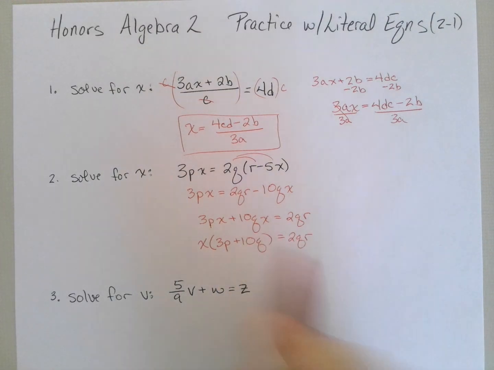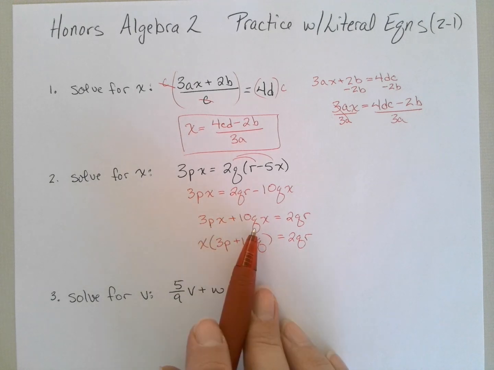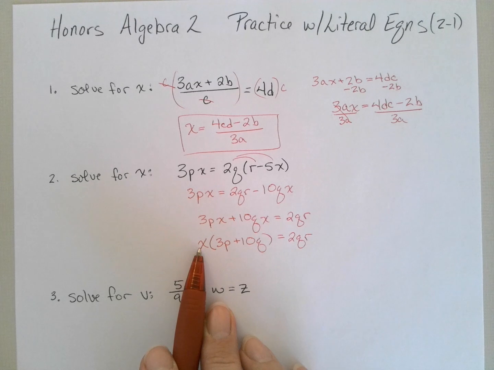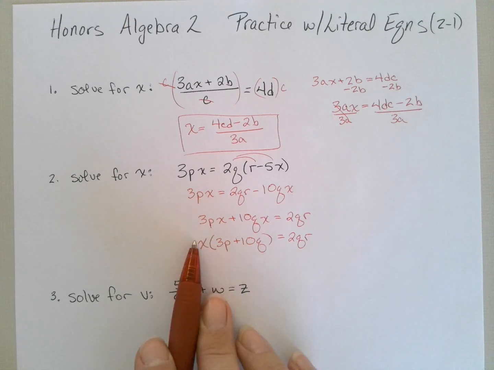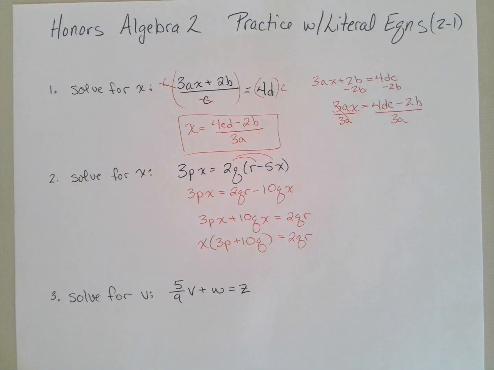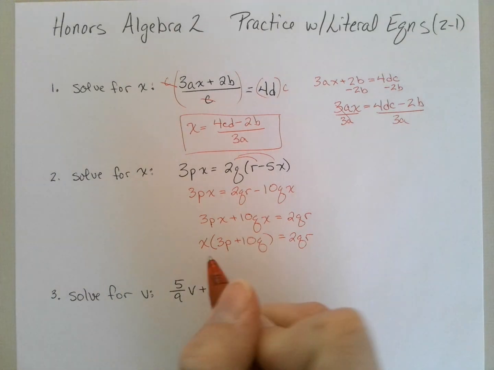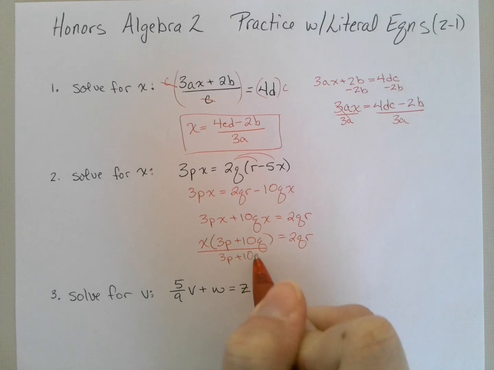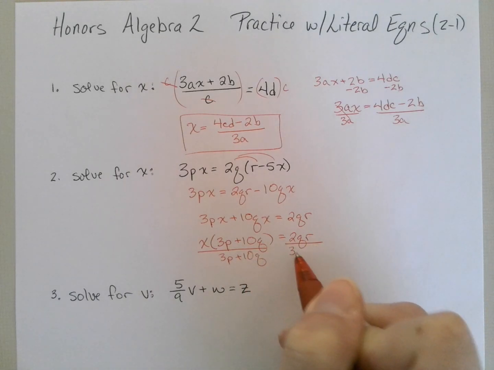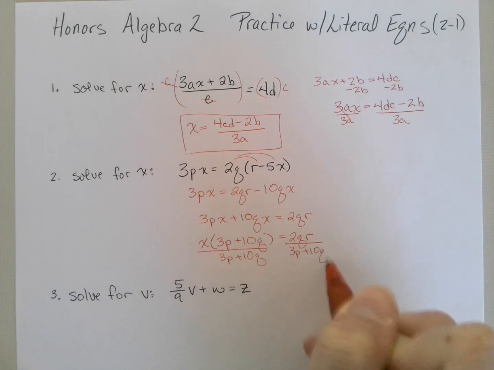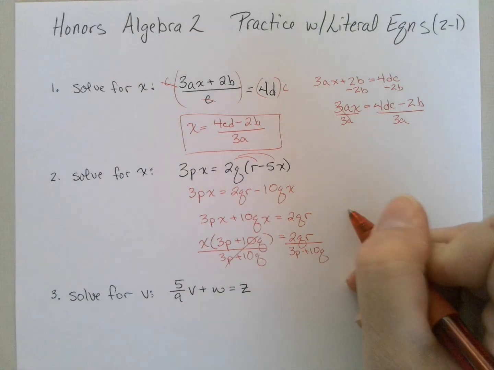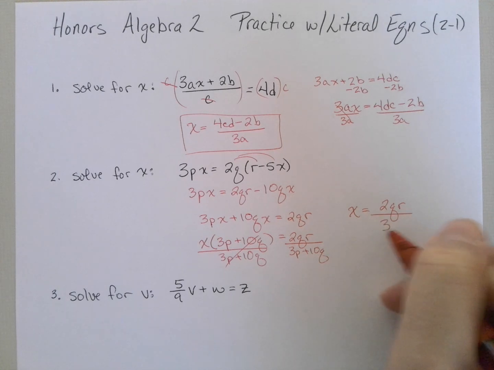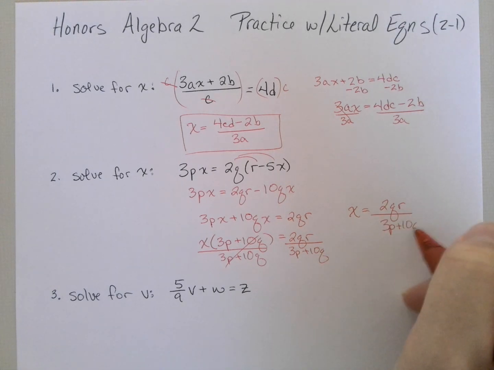And so now I've got my x in one place. So I isolated on the left-hand side, and then I pulled that out. I divided it out or factored it. So redistributing it would get me back to the original. And now that I have x times this quantity, I'm going to divide by the 3p plus 10q. I'm going to divide this whole piece by 3p plus 10q. So that cancels and leaves me x equals 2qr over 3p plus 10q.